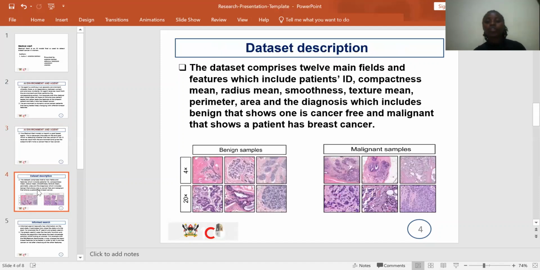And then I'm going to also give a dataset description. So the dataset comprises 12 main fields and features, which include patient's ID, compactness mean, radius mean, smoothness, texture mean, perimeter, area, and the diagnosis, which includes benign, that shows one is cancer-free and it is represented by capital B, and malignant, that shows a patient has cancer and it's represented by capital M. So these are the features. These are the samples. These are benign samples, and these are malignant samples.